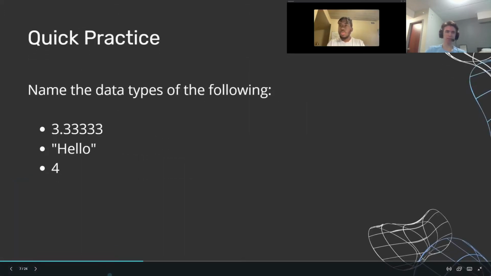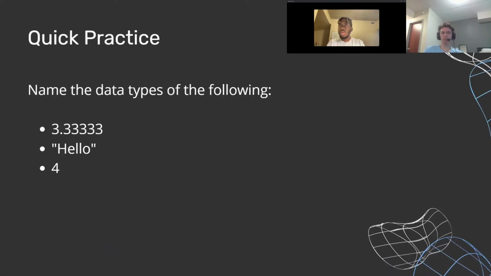All right, let's move on here. Quick practice: name the types, chat. Start from the top to the bottom. Make a little list. Float, string, integer. Cool. Wow, we got some big brains in chat.